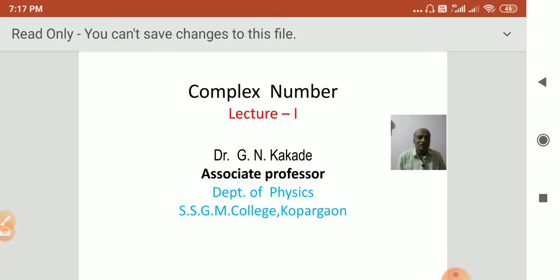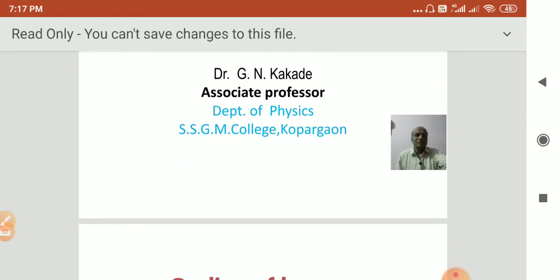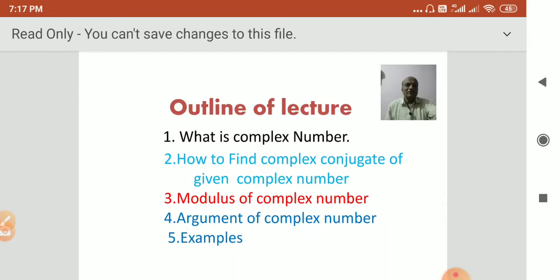Today, I am going to teach one of the simple topics, and the name of the topic is complex number. So, my lecture outline is: what is a complex number, how to find the complex conjugate of a given complex number, how to find the modulus of a complex number, how to find the argument of a complex number, and related examples.